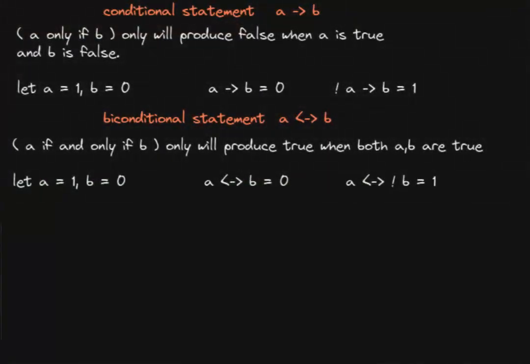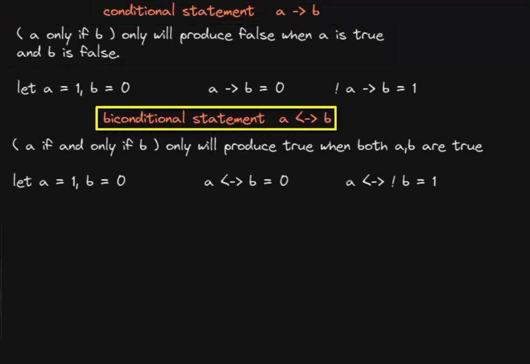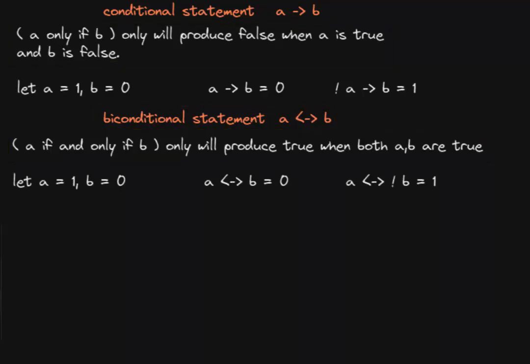Now, in some way, the conditional statements can be seen as logic operations as well. The conditional only will output false if the first statement is true and the second is false. And the biconditional only will output true if the 2 statements have the same value. This sounds similar but differs from the AND and OR operations.